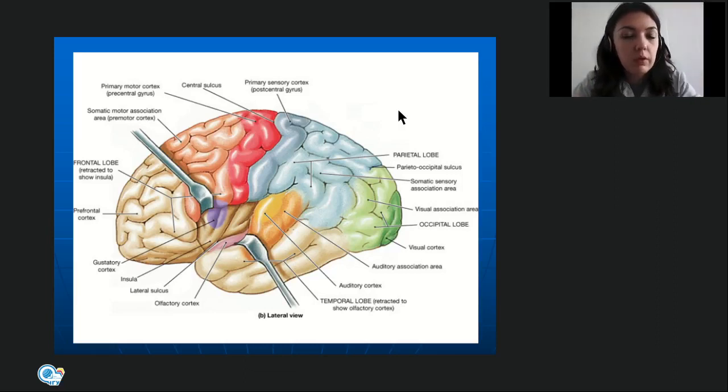Okay, so let's continue. The postcentral gyrus is located behind the central sulcus, and it belongs to the parietal lobe. So these are the centers. The precentral gyrus is the main somatomotor area. All the descending tracts, corticospinal and corticonuclear, about which we have already talked, start from here.